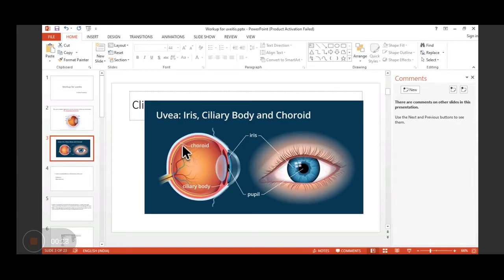Another picture in which you can see the choroid, the ciliary body, and this is the iris. This is the iris and the ciliary body and the choroid.